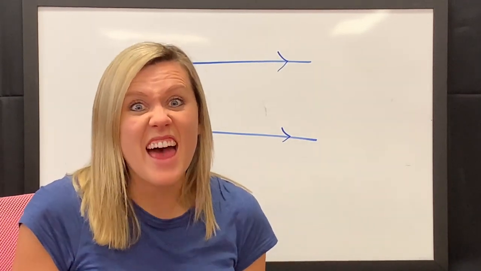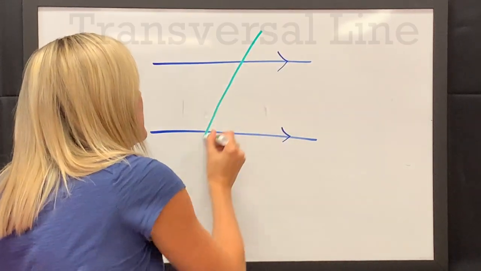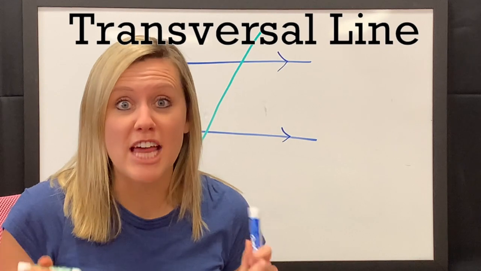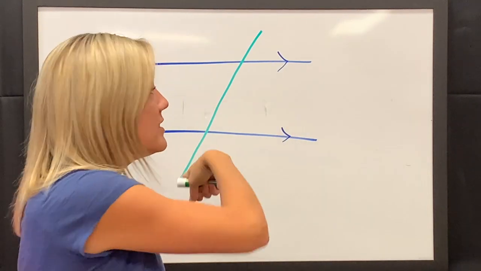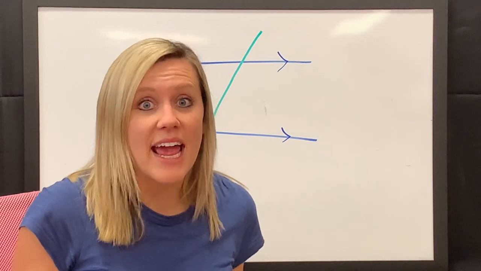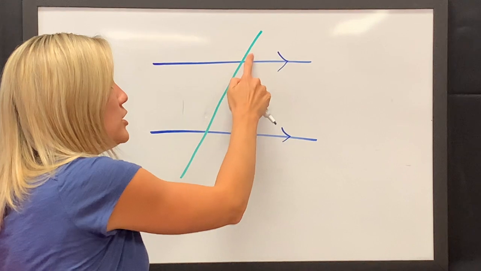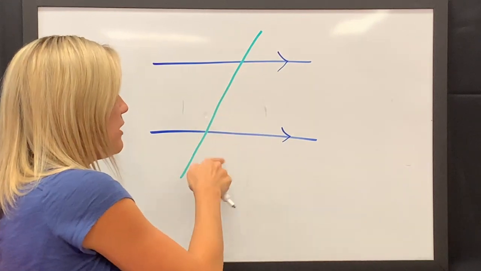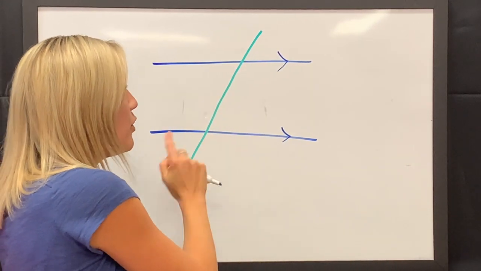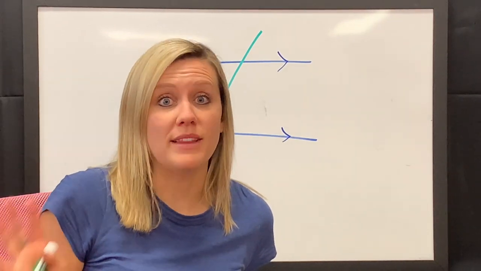Okay. Then we are going to talk about the word transversal. A transversal is another line that crosses both of our parallel lines. And when that happens, 8 angles are created. There are 4 angles up here, 1, 2, 3, 4, and there are 4 angles down here, 1, 2, 3, 4. And there is a lot of vocabulary that goes along with these angles. So let's get to it.